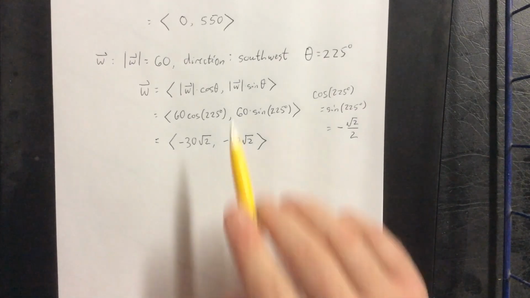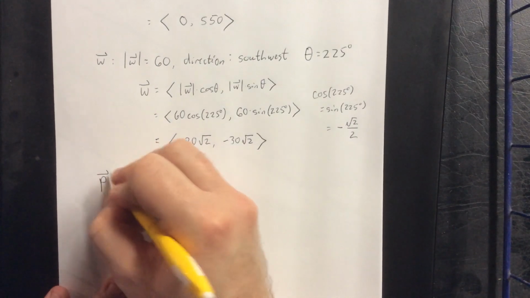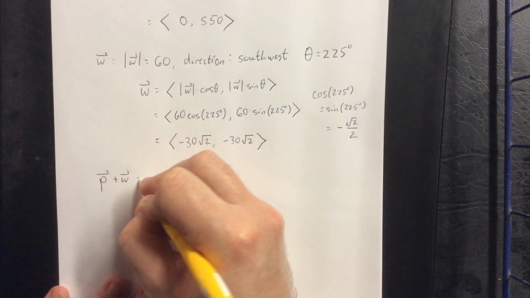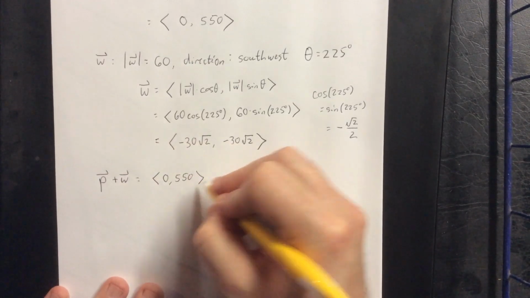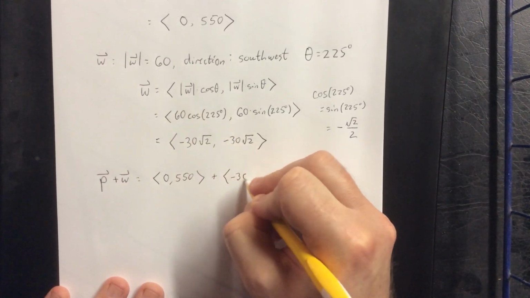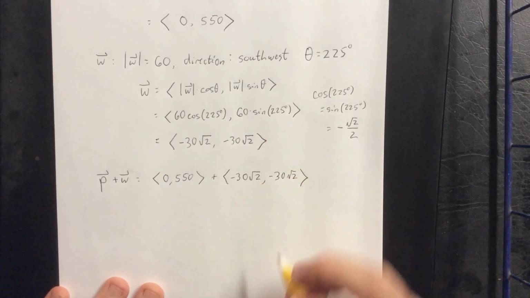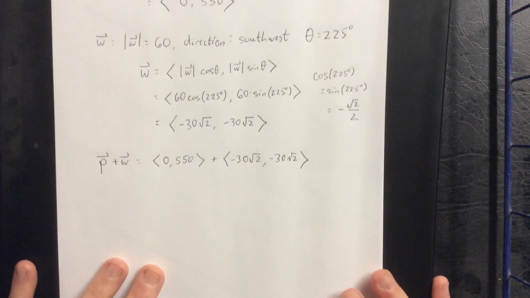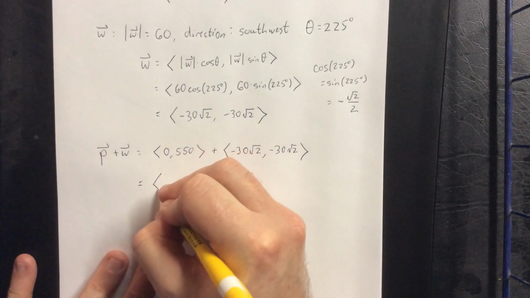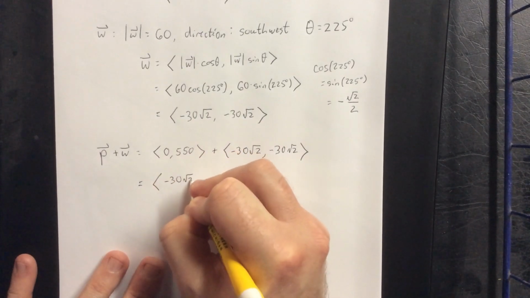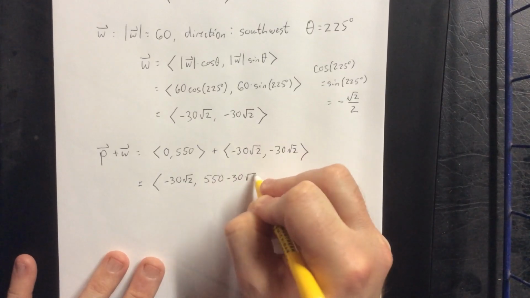So with that in mind, now that we have both of these vectors in terms of their components, let's see if we can actually add them up. So p plus w is going to be equal to the vector 0, 550, plus the vector negative 30 square roots of 2, comma, negative 30 square roots of 2. Now adding these component-wise, we're going to get negative 30 square roots of 2, comma, 550 minus 30 square roots of 2.